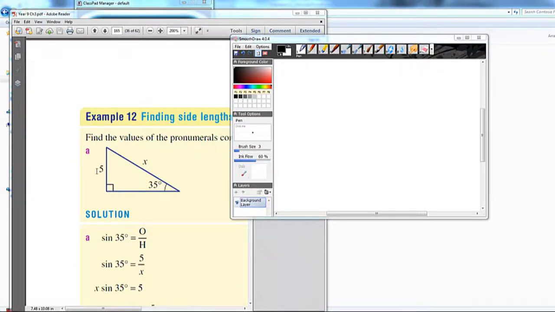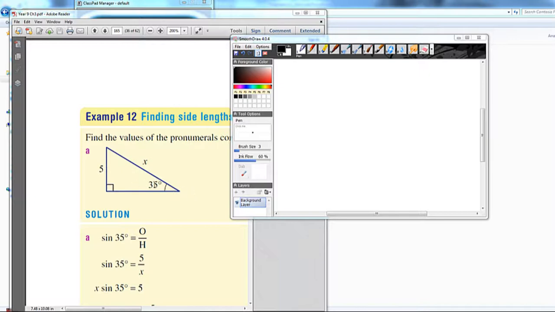Okay, this time what we'll do is solve another equation with trigonometry in it. This is the example I'll do. We've got an angle given to us, that's 35 degrees, a side length, and we want to find out what the value of the hypotenuse is here.